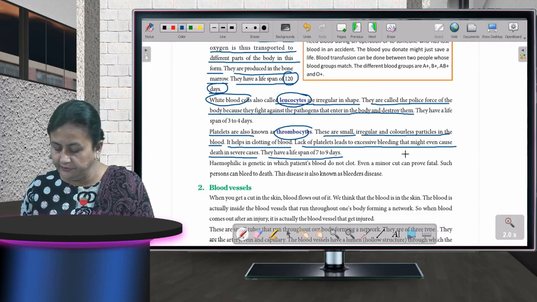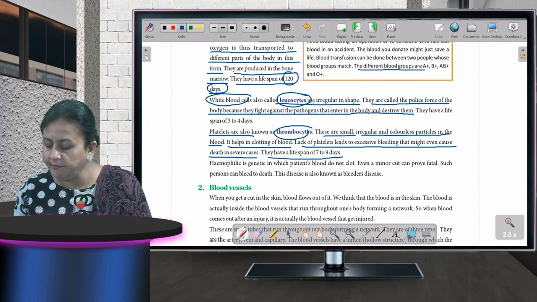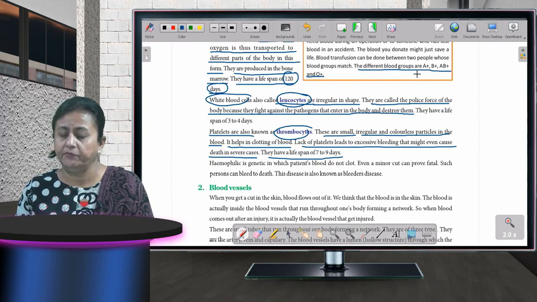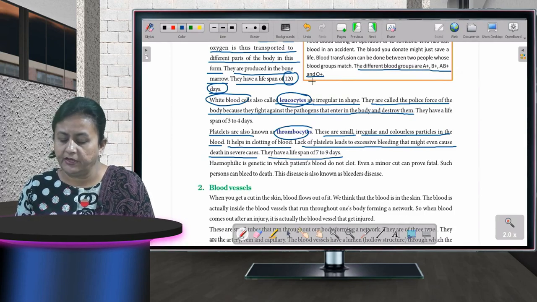Is that fine? And the different blood groups are A positive, B positive, AB positive and O positive. So there are different blood groups. There are 4 basically: A positive, B positive, AB positive and O positive.